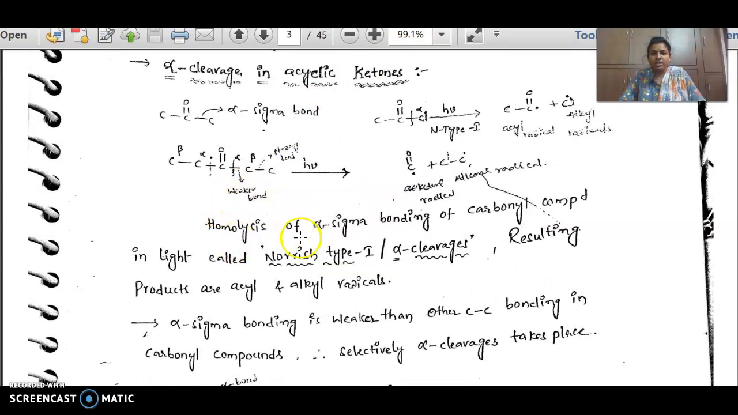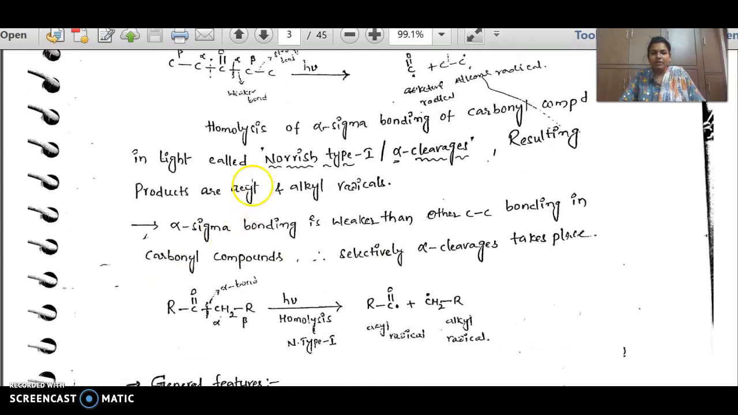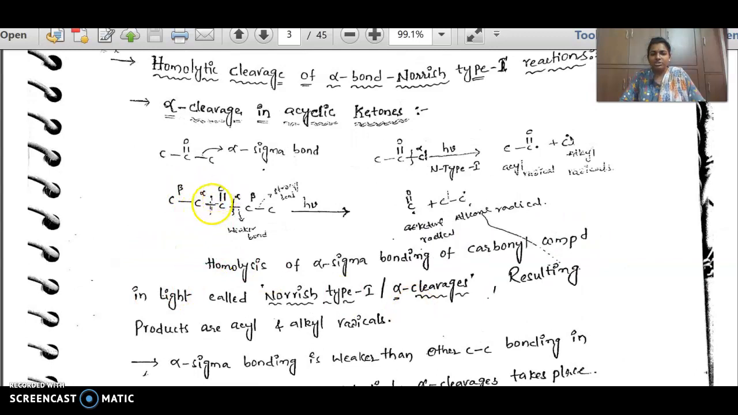Here, homolysis of the alpha sigma bond of a carbonyl compound in light is called Norrish type 1 or alpha cleavage. Resulting products are acyl and alkyl radicals. The alpha sigma bond is weaker than the other C-C bonds in carbonyl compounds, therefore alpha cleavage selectively takes place. Why does cleavage occur only at the alpha position, not at beta? When exposed to light, the alpha bond is weaker than the others, very weak. That's why the cleavage occurs especially at the alpha bond.